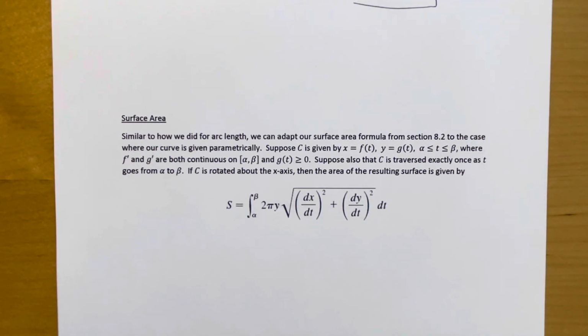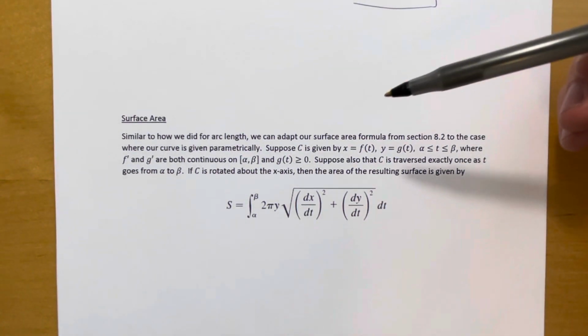And this time we just want to see how this works if our curve that we're rotating around the x-axis is given parametrically. So it's actually pretty straightforward. We're kind of doing what we did for arc length and just reusing the result that we already came up with in chapter 8, but figuring out how the parametric equations work into that formula we already came up with.